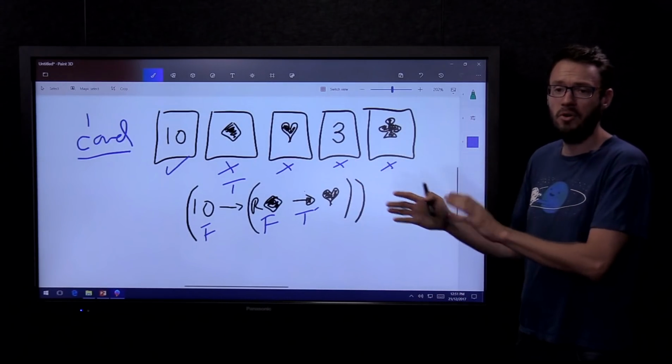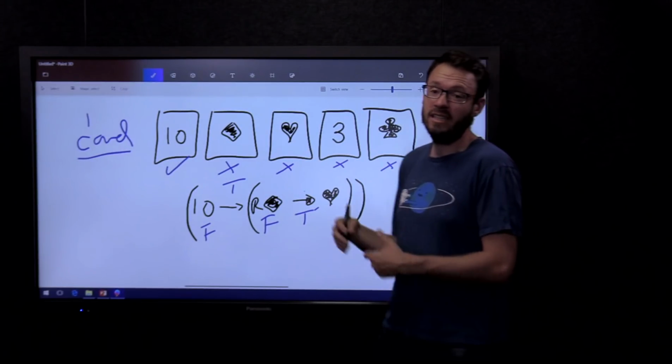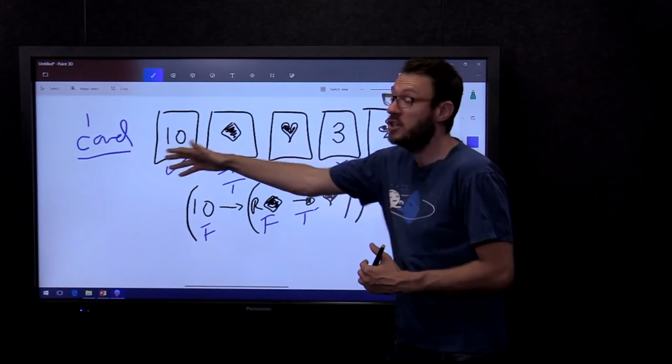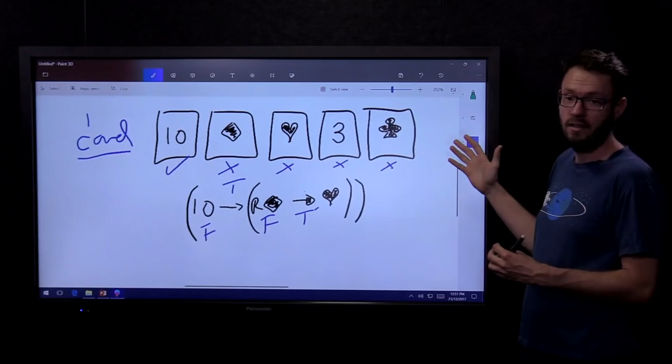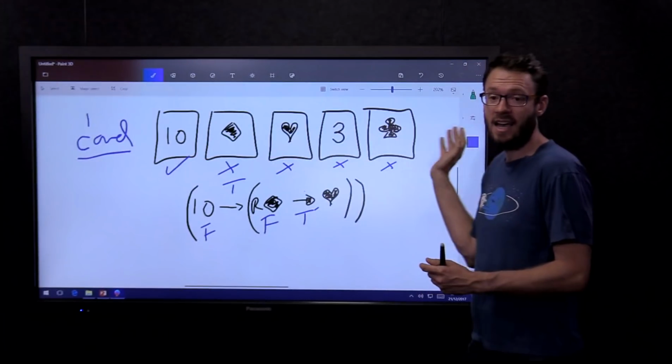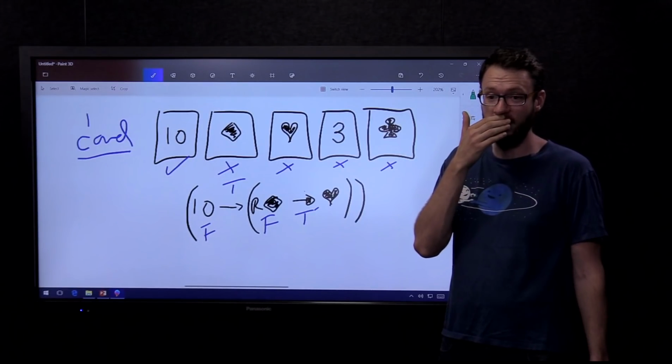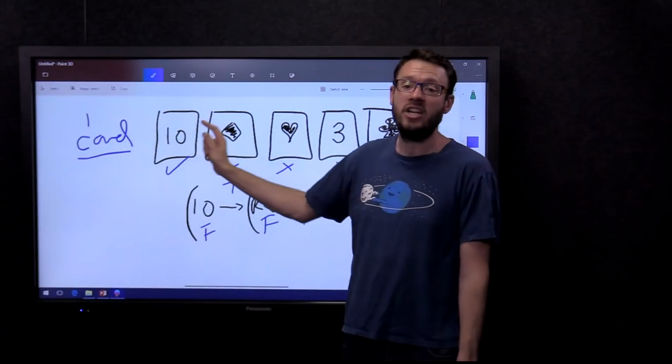Now, something that's important to notice here is that it's perfectly open to me to check more than one card, right? So I could have checked all of these cards, and in checking all of them, I would have successfully ruled out that the conditional is false. But I only needed to check one card.